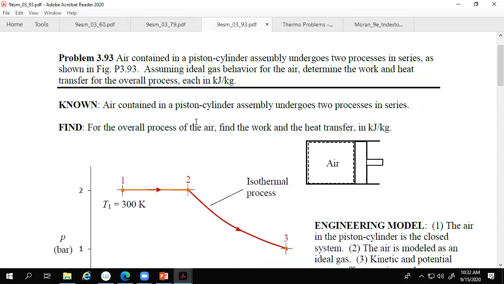All right. So this is 393. Air contained in a piston cylinder assembly undergoes 2 processes in series. So it does one and then the other, as shown in the figure below, we'll look at. Assuming ideal gas behavior for the air, determine the work and heat transfer for the overall process, each in kilojoules per kilogram. So it's asking for those in specific units.